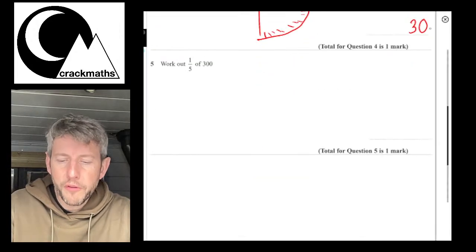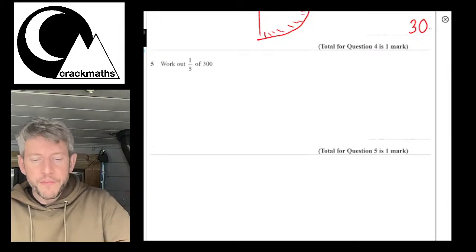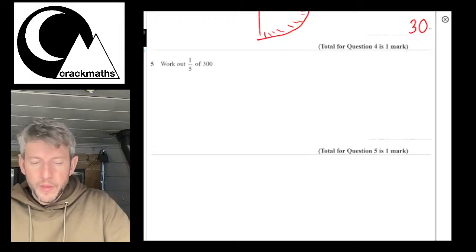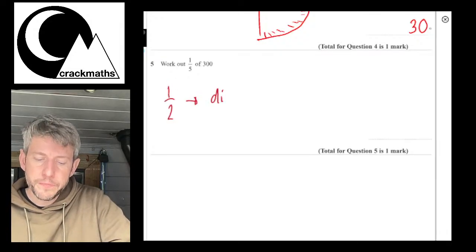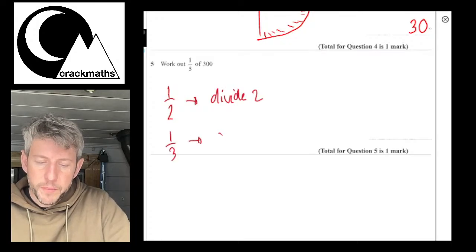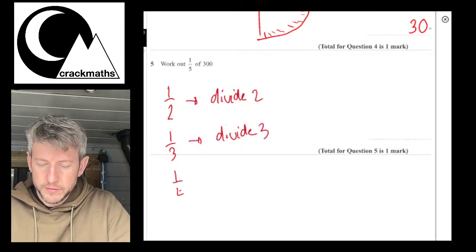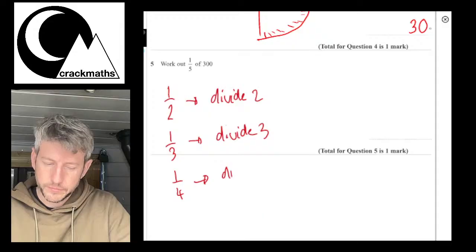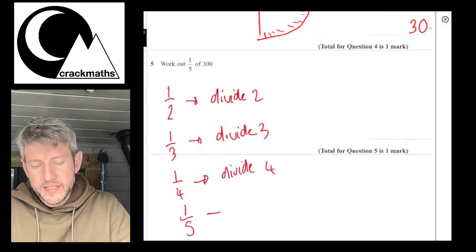Work out 1/5 of 300. So 1/5 of 300 means, well, remember we've got our fractions here. A half means divide by 2. A third means divide by 3. A quarter means divide by 4. So a fifth means divide by 5.